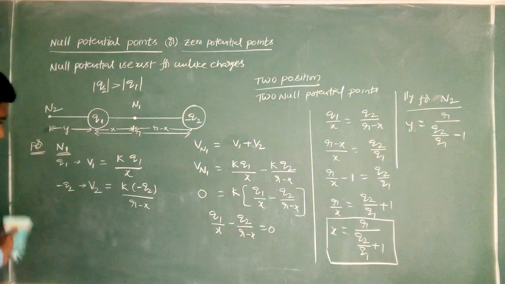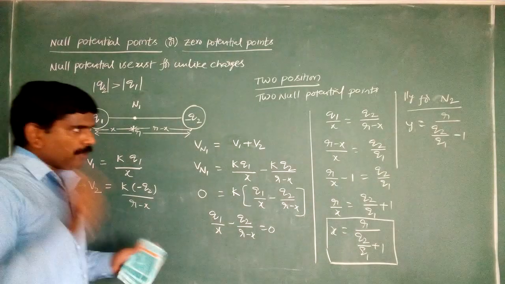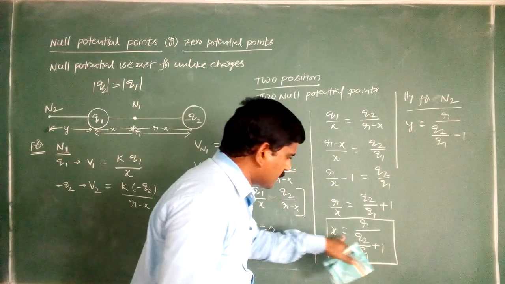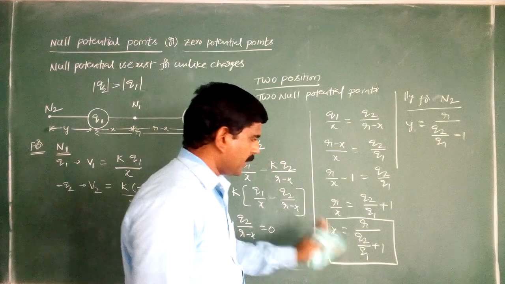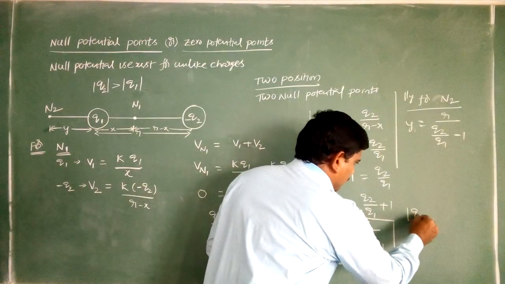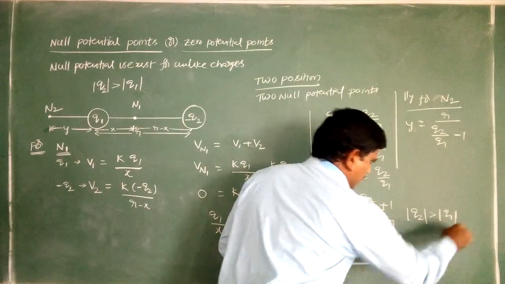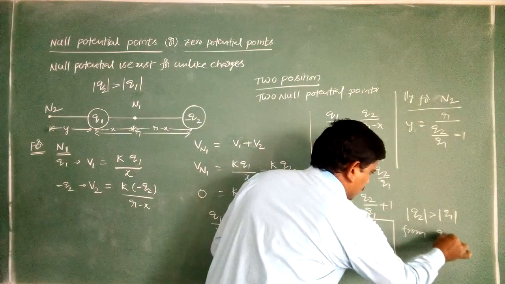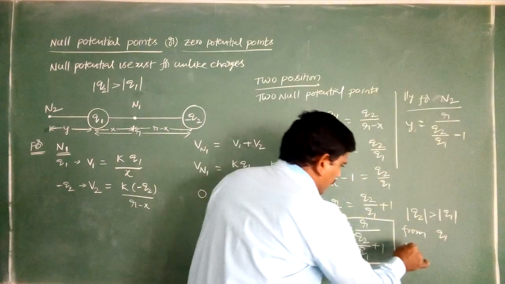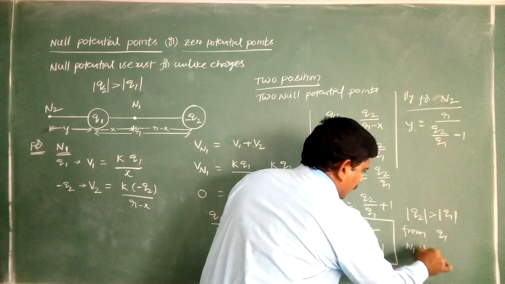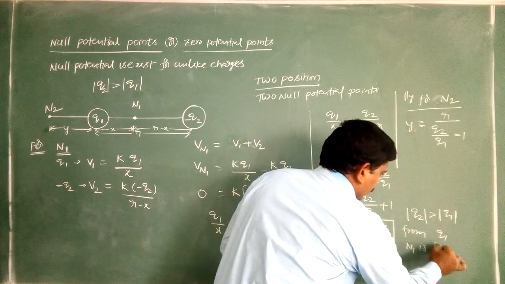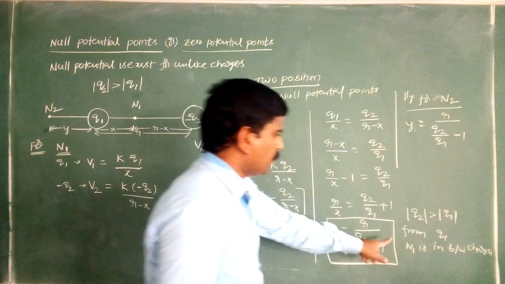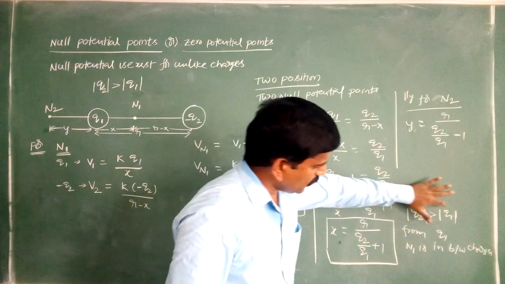Here I am writing the generalized expression. Observe, you only need to remember this expression, there is no need for the total proof. Here X is equal to R by (Q2 by Q1 plus 1). So remember these points. When the modulus of Q2 is more than the modulus of Q1, the position of the null point from the smaller charge, that is Q1, for N1 is in between the charges.